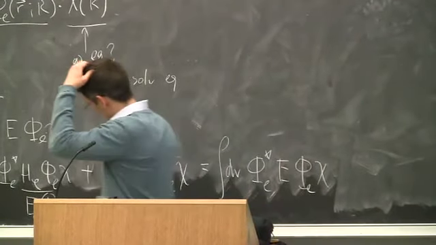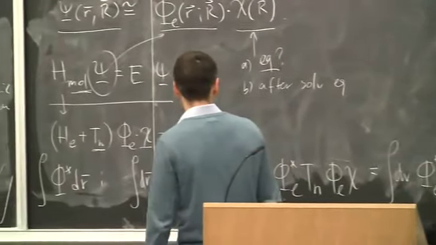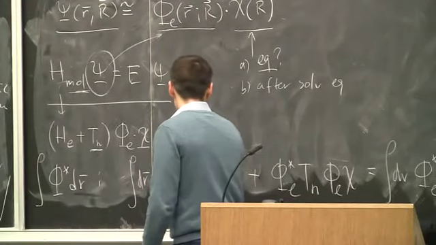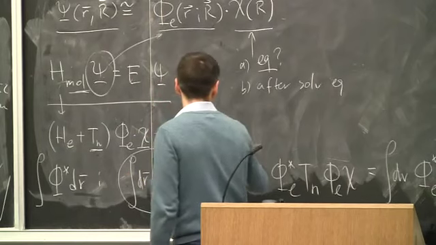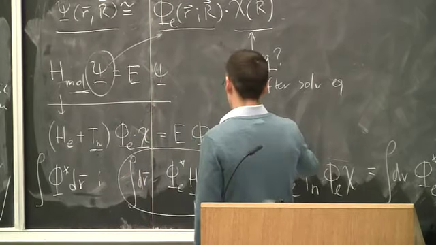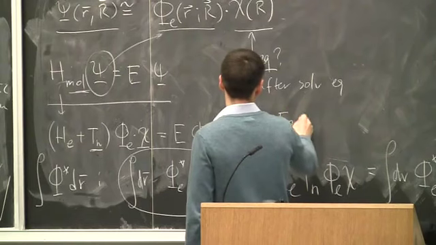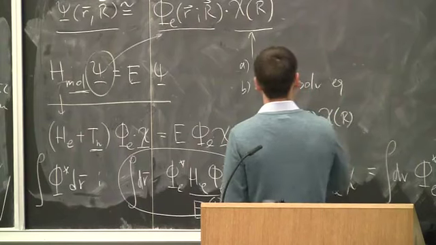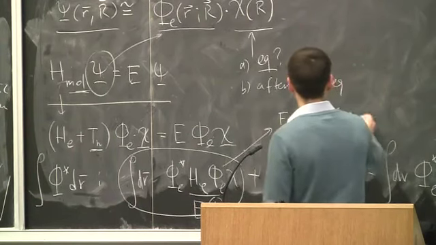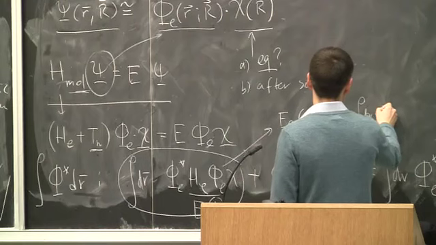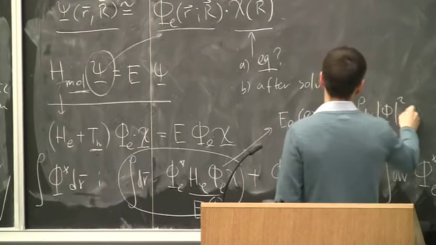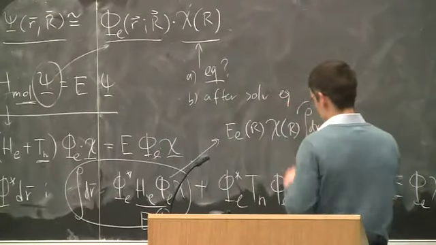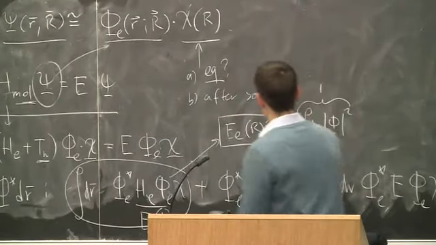All right, so what this allows us to do, considering this term, is to simplify the whole term to be just the electronic energy, which is a function of R, multiplied by chi, a function of R, and that's it, because the rest is just an integral over phi squared, which is 1 by that relation, right? So this term is simply this.